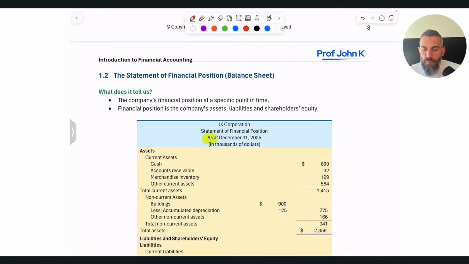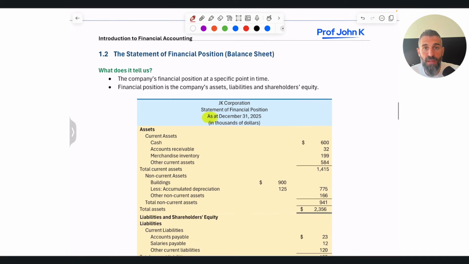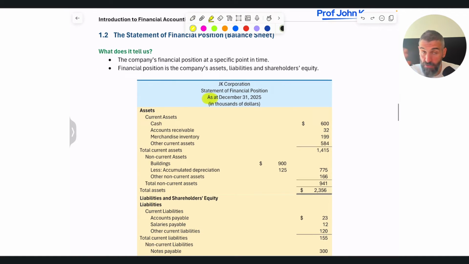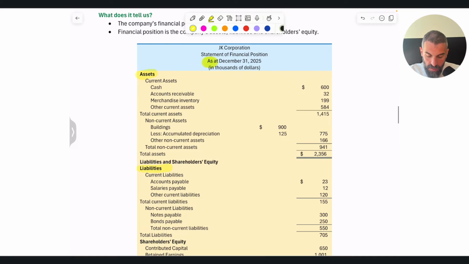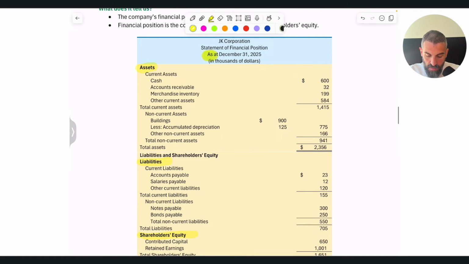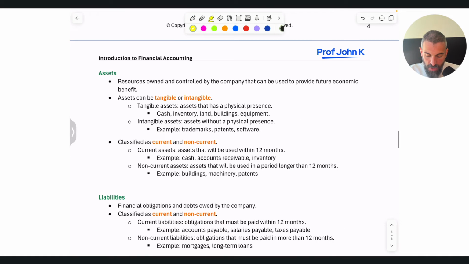Think of this as your bank account statement. If you print it out today, it's going to show you how much money you have today. Not how much you had yesterday and not how much you have tomorrow. You see, that's what a balance sheet is. It's a list of all of your account balances. So what are the sections? Well, we have three major sections. Assets, liabilities, and shareholders' equity. So let's talk about what those mean.